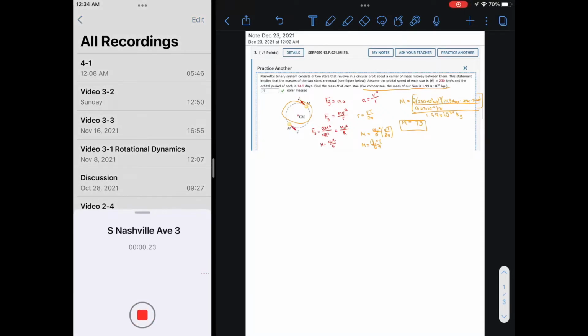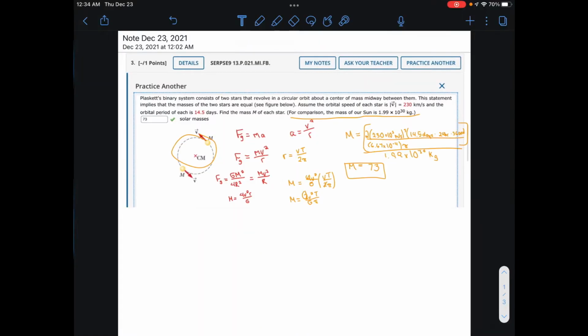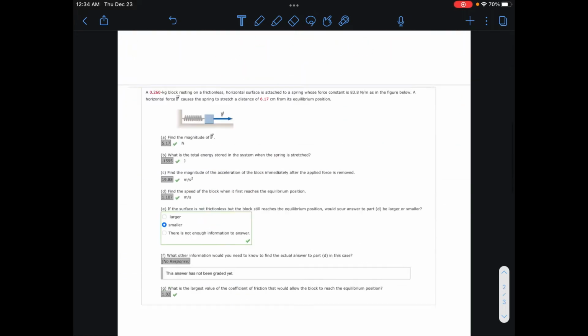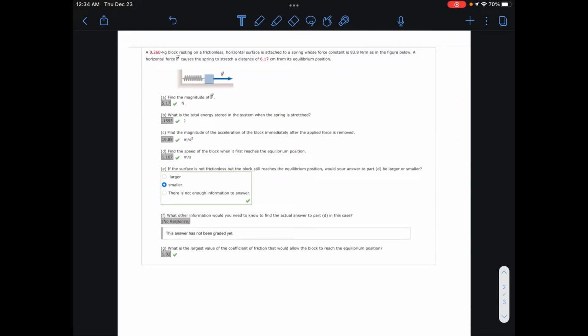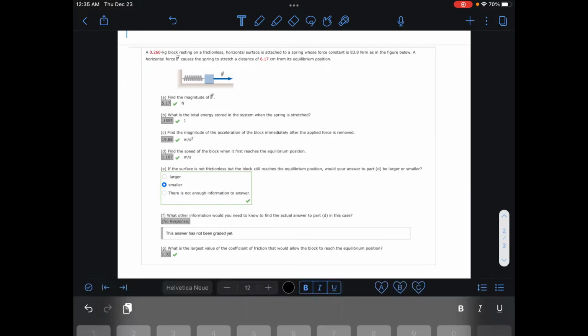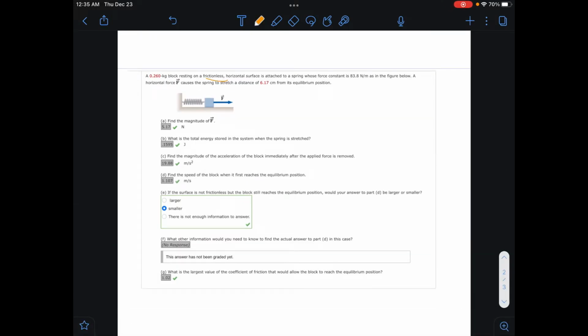Okay, so here we have WebAssign 8C, question number 7. A 0.260 kilogram block is resting on a frictionless horizontal surface, attached to a spring whose force constant is 83.8 newton meters, as in the figure below.